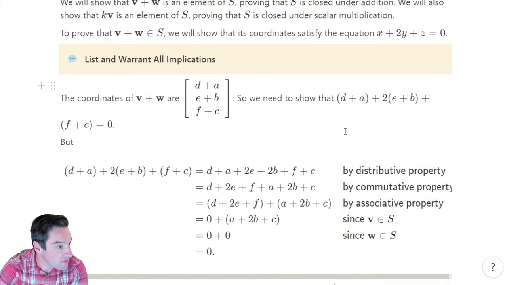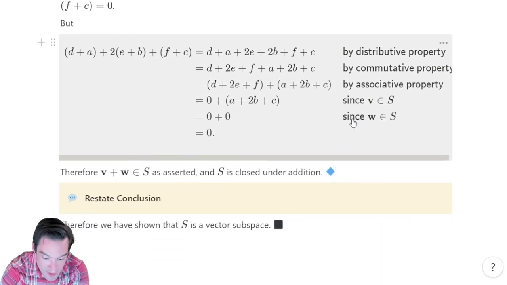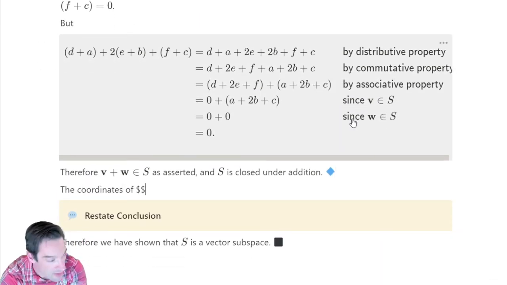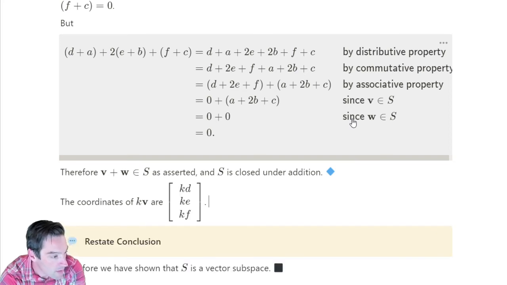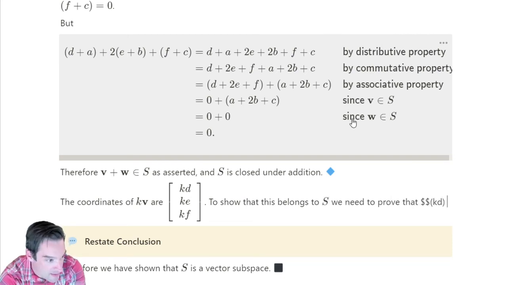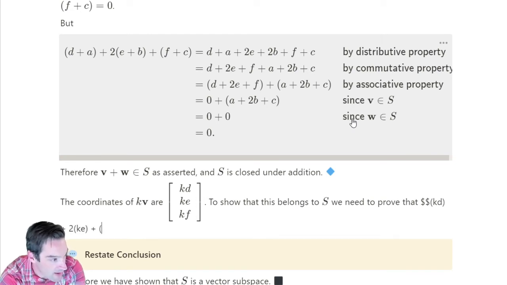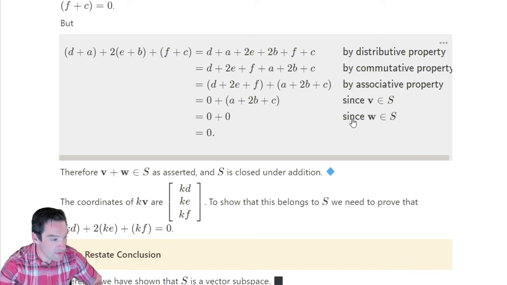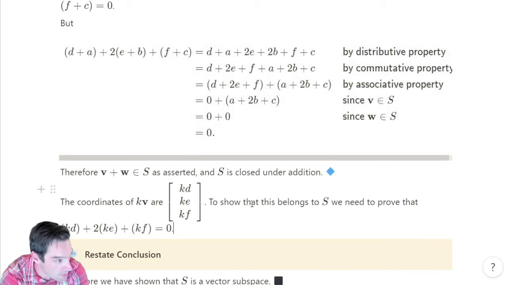So here to show closure under scalar multiplication, we need the coordinates of k times v. So I'll put those in. So those are kd, ke, kf. To show that this belongs to S, we need to prove that kd plus twice ke plus kf is equal to 0. So there's the thing that we need to prove in order to show closure under scalar multiplication.